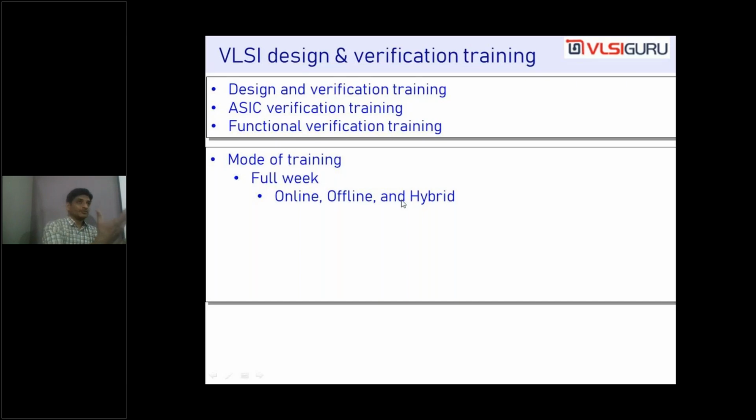Because 100% online may not be very effective, right? Sometimes you want to see the person who is teaching you, talk to him, and clarify your doubts. There you may require that personal interaction. So you can always come. We do encourage that. We don't tell you that you are online, so you cannot come to the classroom, or that you can't attend online. We won't tell that.